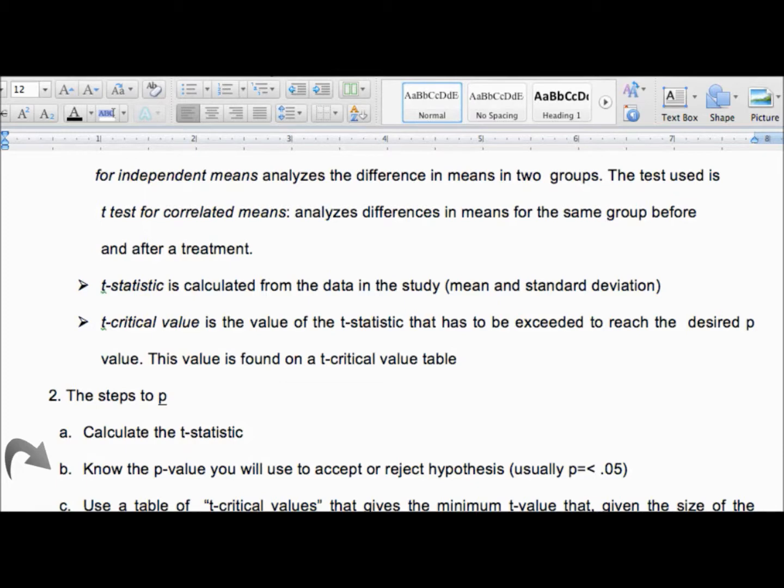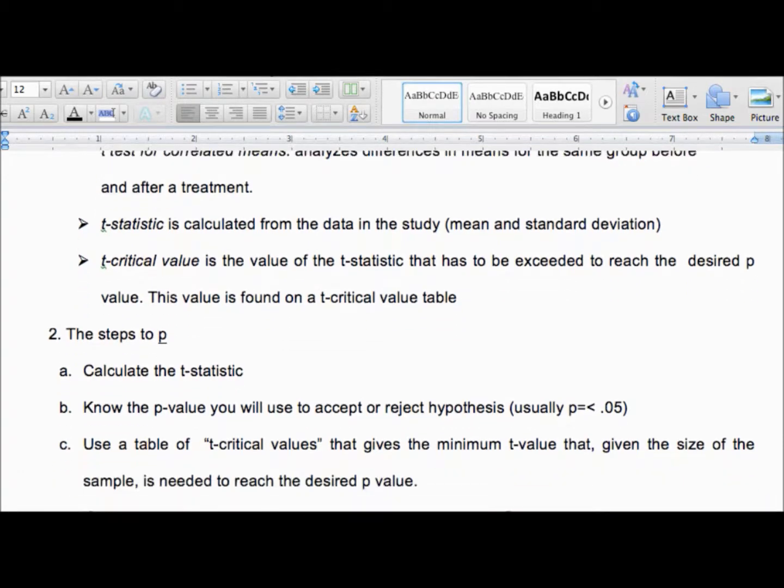Then you go to a table called critical t-values. And on this table, you look down the column that has the p-value. So you go down the column that has 0.05, and you look at your t-value, and you see if your t-value is higher than what they call the critical value that appears in that column. If your t-value is higher than the, quote, t-critical value, then you know that, given the size of the sample, you've reached the p-value you want.